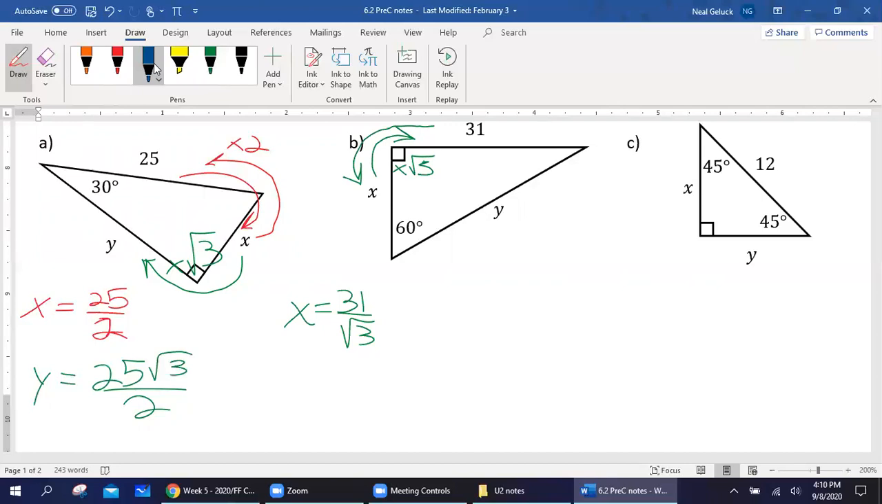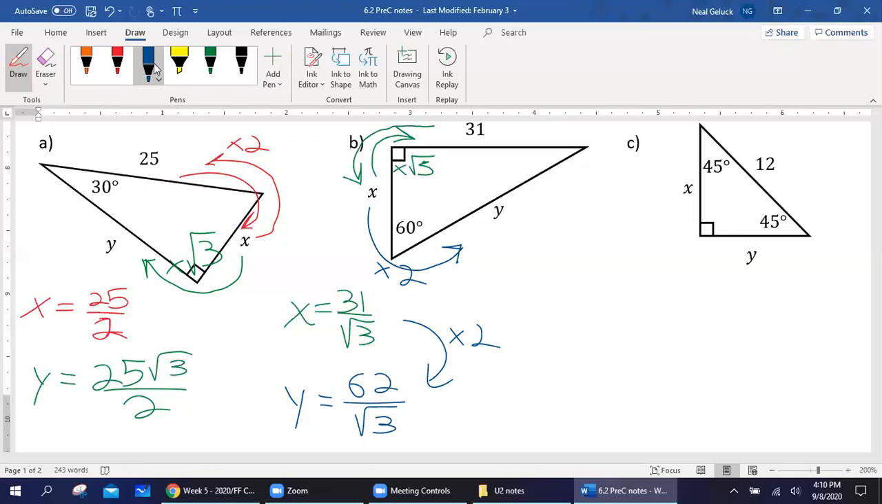Once I've got the short leg, to go from short leg to hypotenuse, it's multiplied by 2. I've got the short leg. It's 31 over root 3. So I'm just going to double that and get 62 over root 3. So again, I just took the short leg and I multiplied it by 2. Again, no trig needed really, no calculator needed, no Pythagorean theorem needed.